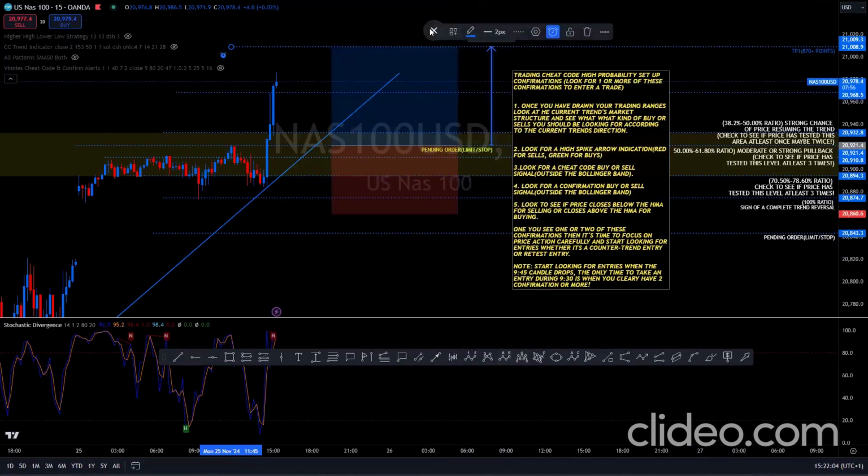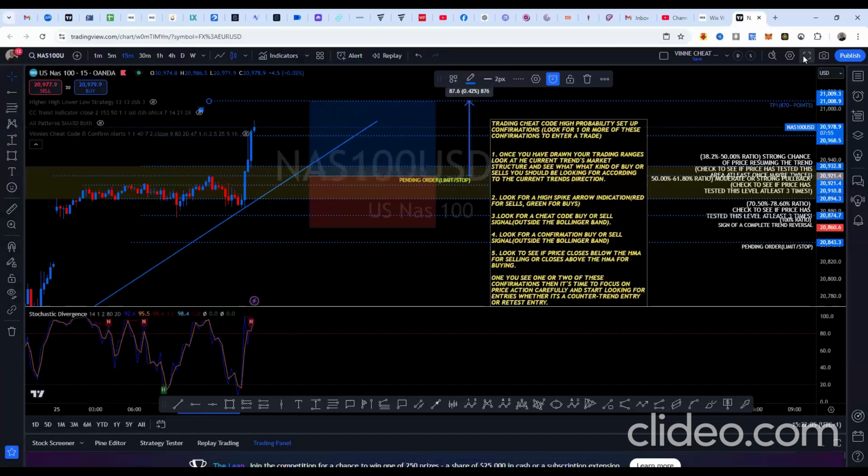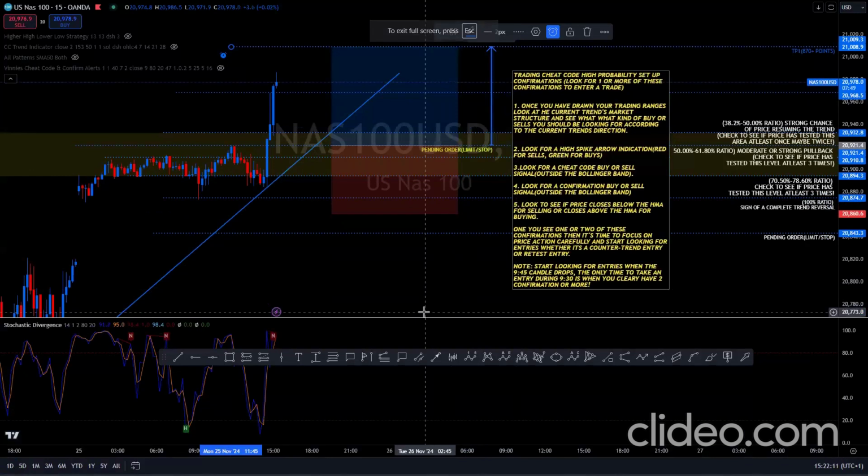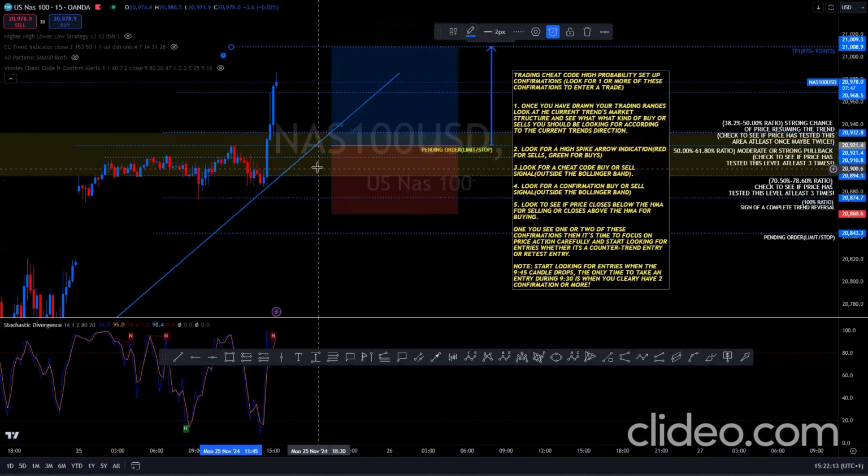So the alert is set. We're going to wait for the 9:29 candle, which will be in about 6 minutes. We're going to see how far price pulls back.